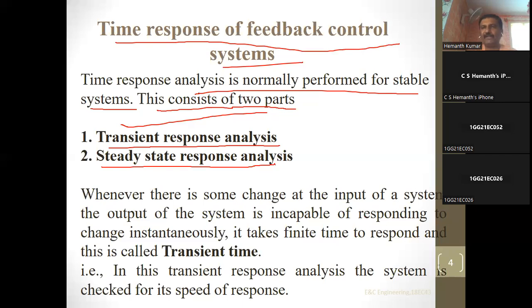Now, what is the major difference between transient response and steady state response? Normally, you just try to have an example.